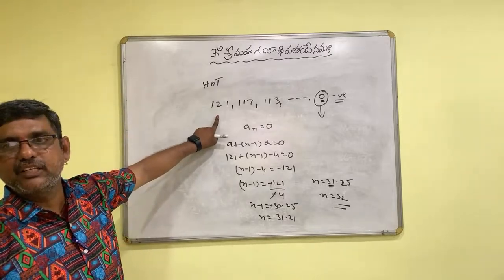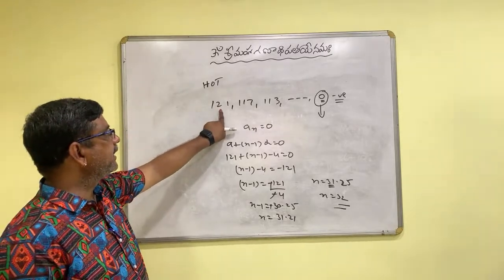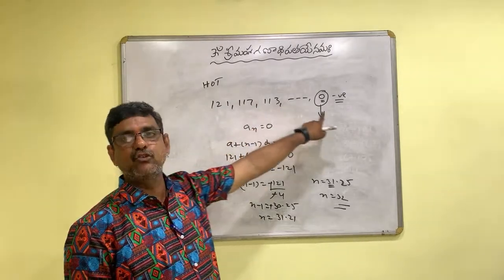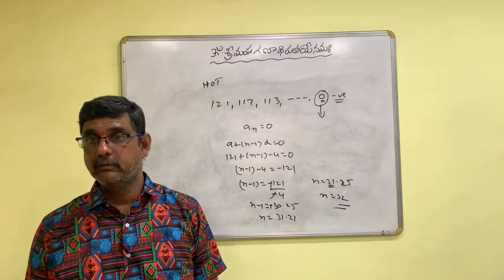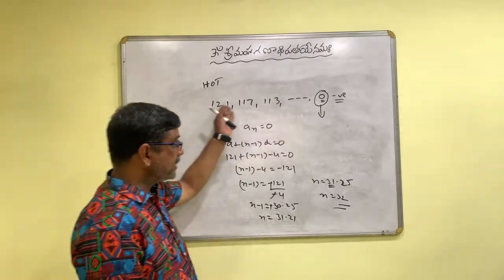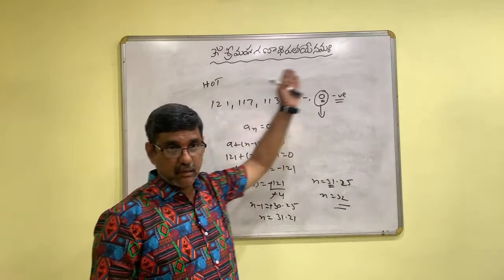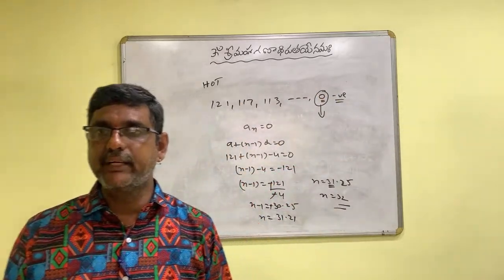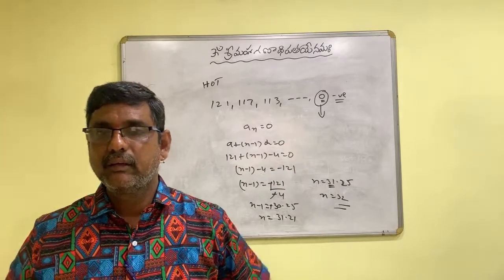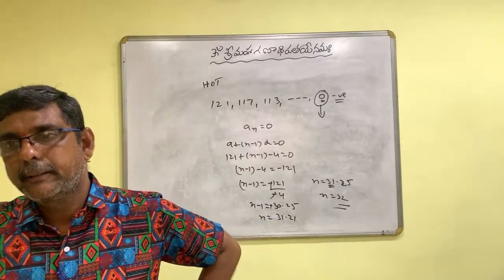Ishan, observe this progression: 121, 117, 113, and so on. It is a decreasing AP because d is negative. Okay? In this pattern, shall we get negative terms or not? Ishan, you tell me. Shall we get negative terms or not?